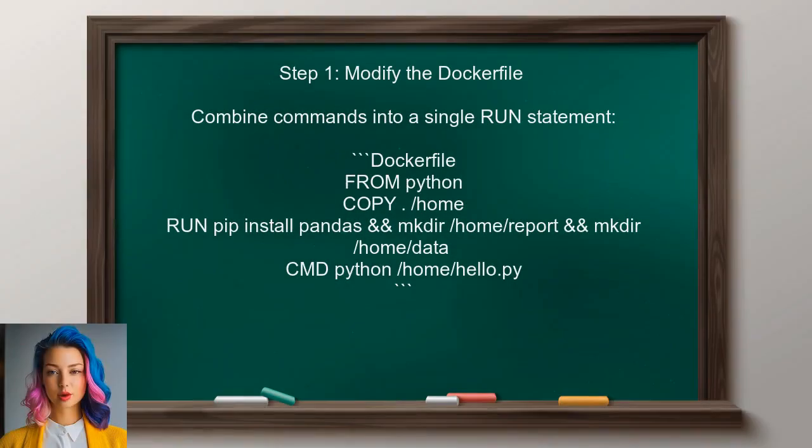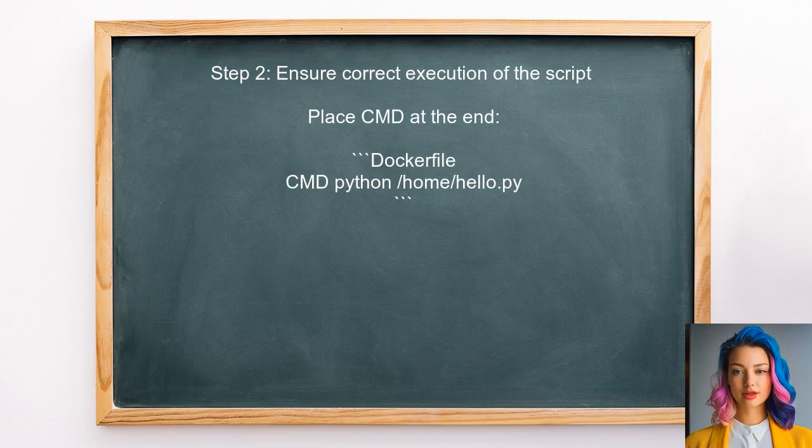To address the user's issue, we need to modify the Dockerfile. The first step is to combine the commands into a single run statement. This ensures that all commands are executed in the same layer. Next, the user should ensure that the Python script is executed correctly. By placing the command at the end of the Dockerfile, it will run after all previous commands have completed.